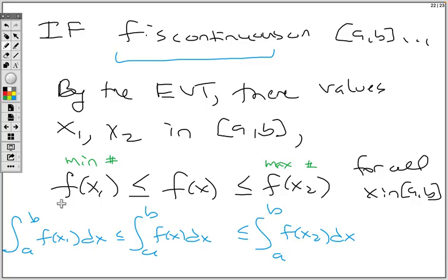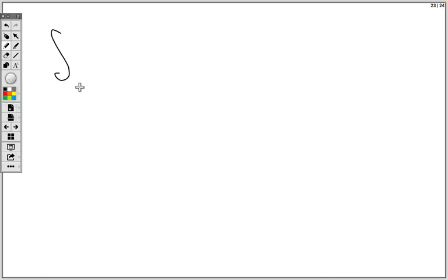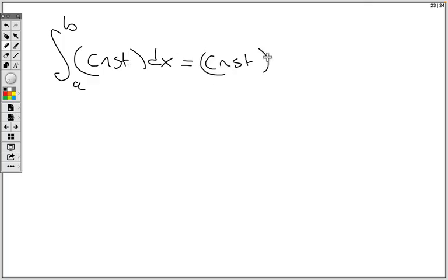Now, it's really important for you to remember that the minimum here is a number, aka a constant. The maximum is a number, aka a constant. And so if you integrate from a to b a constant dx, you just get that constant times b minus a. You can think about that geometrically. We're literally finding the area under a horizontal line. So it's just going to be that constant times the width of the rectangle.